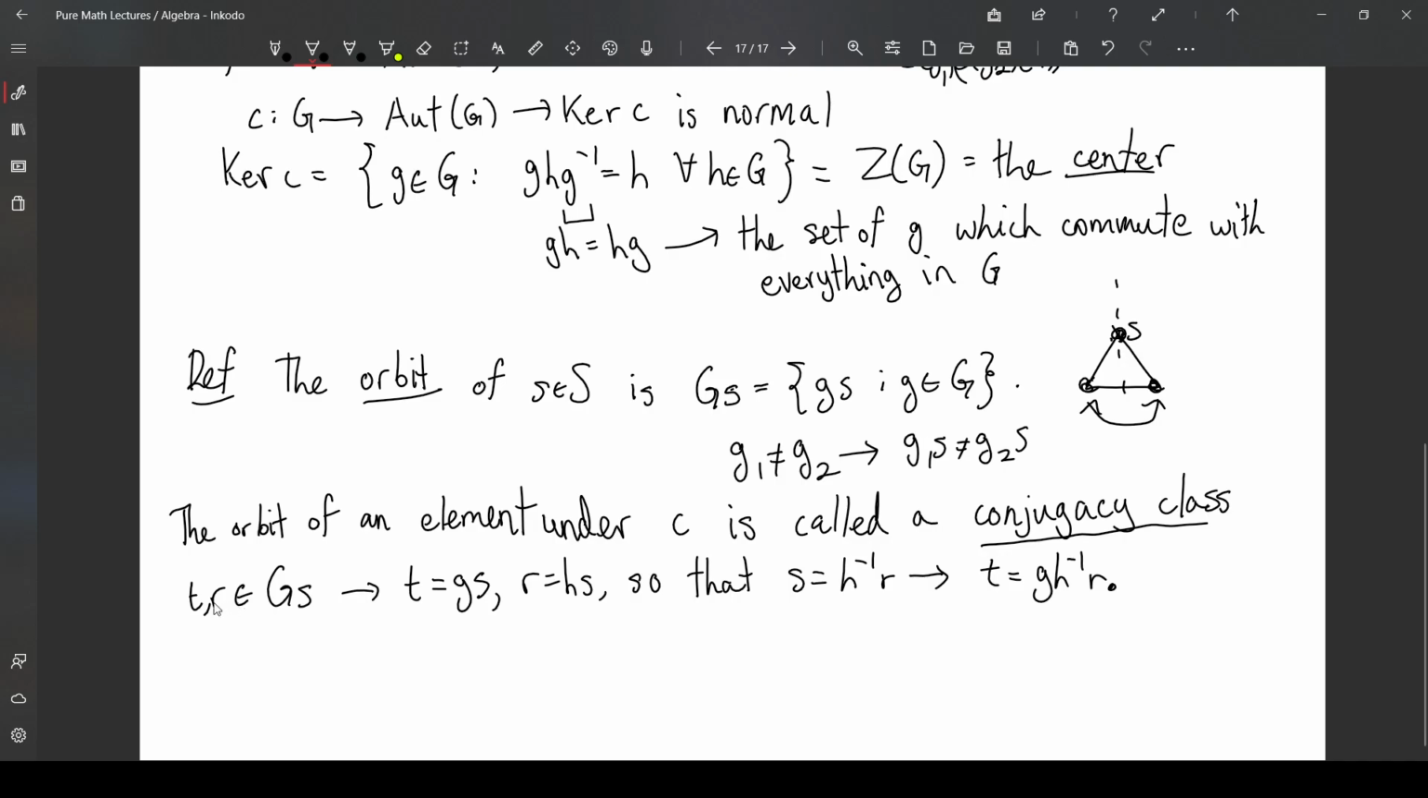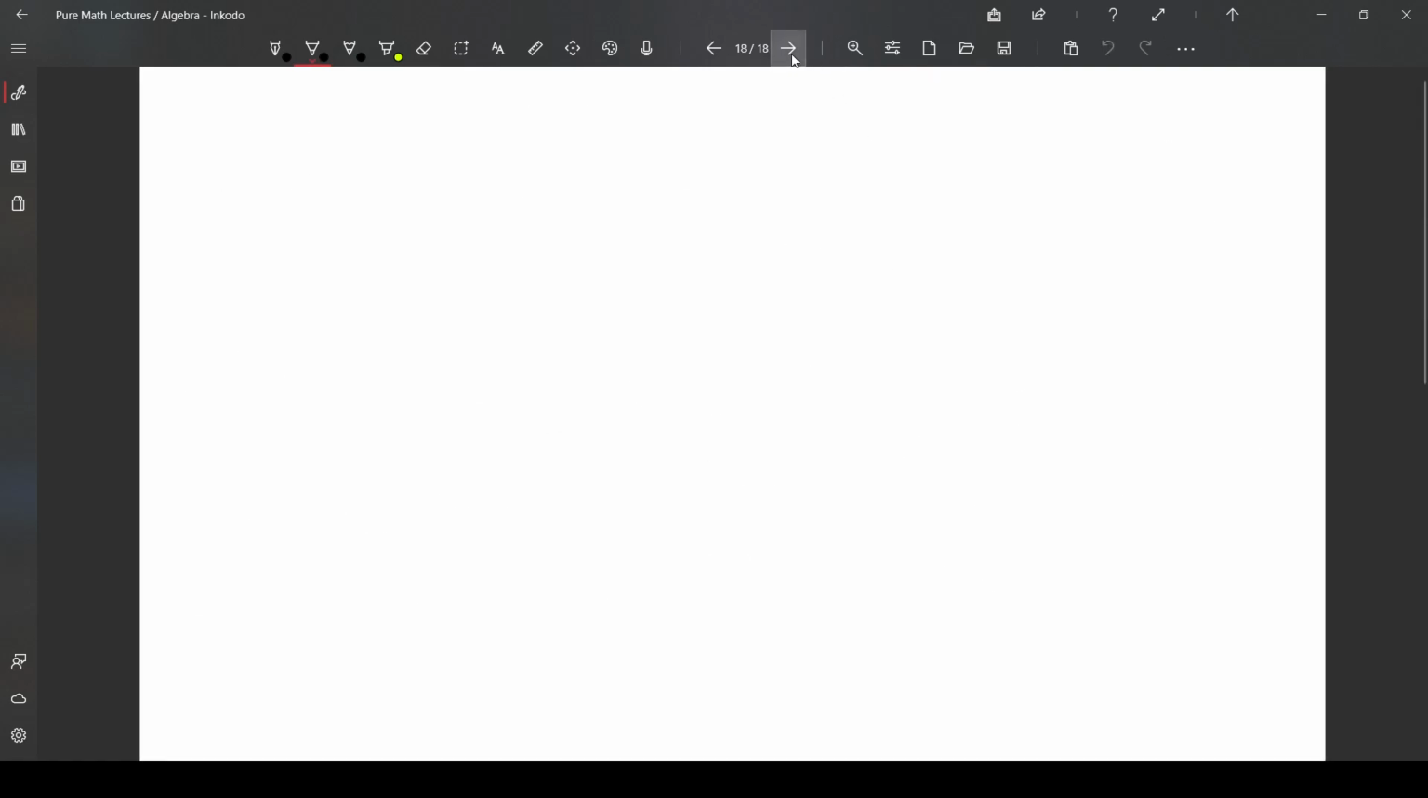So in other words, if I have 2 elements in the orbit, then they differ by the action of just one group element. GH inverse is just equal to some group element G prime. So the 2 elements of the orbit are related to each other by some group element. Okay, so that's the idea of an orbit.